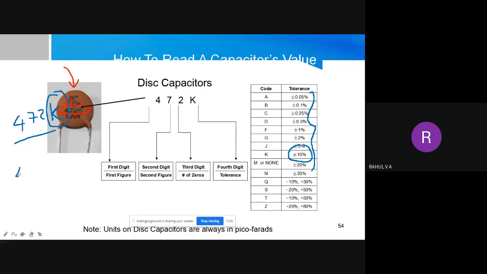The third digit indicates the number of zeros to be put after the first 2 digits. So it is 4700 picofarad.